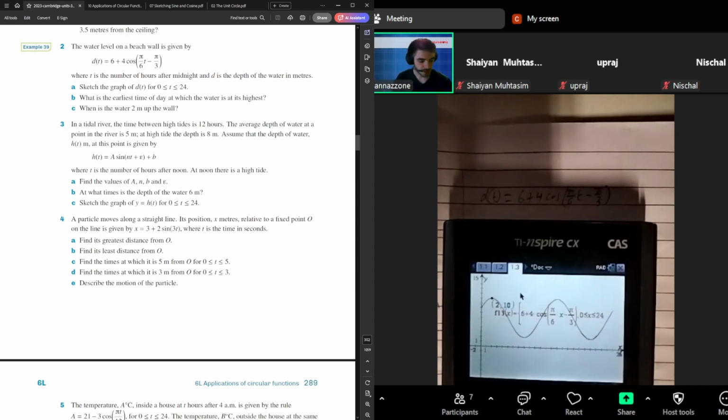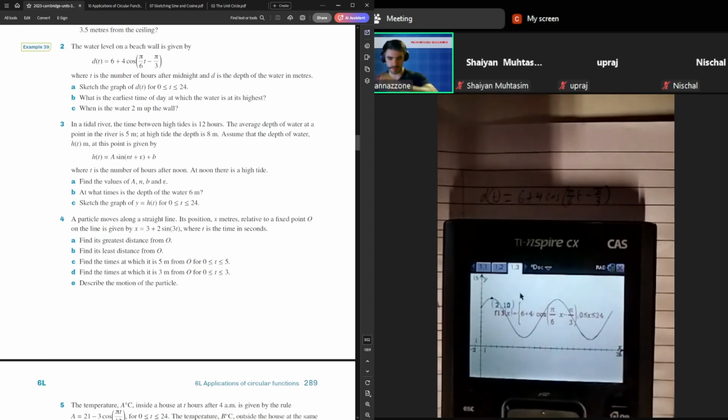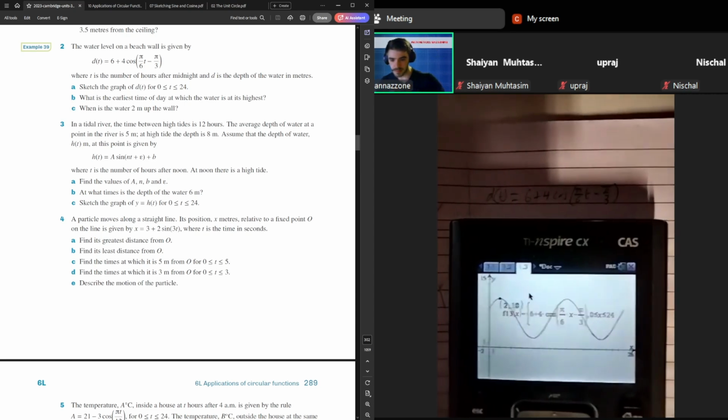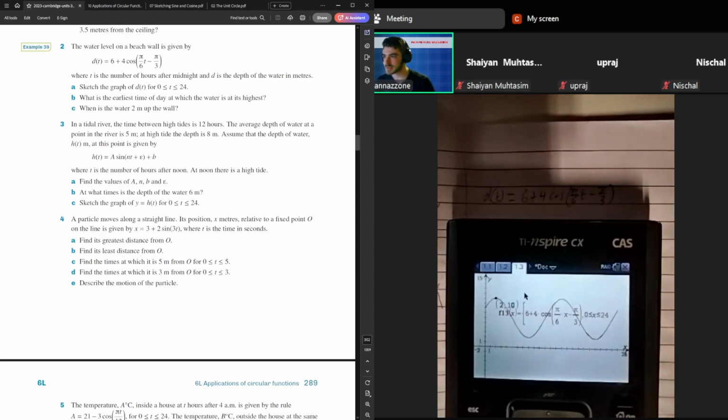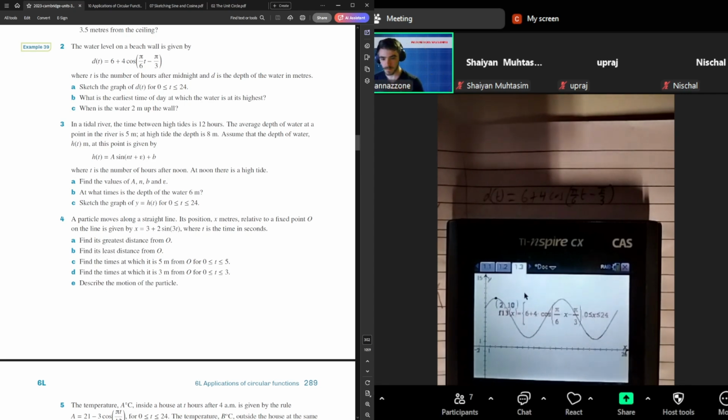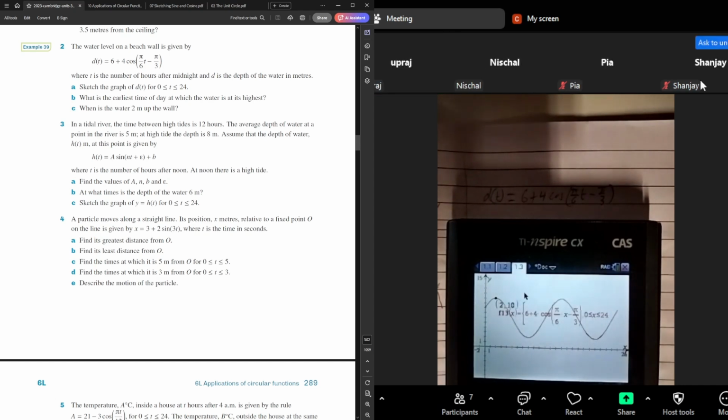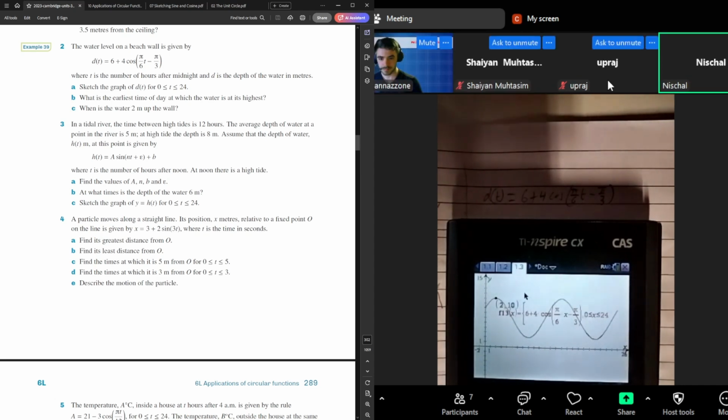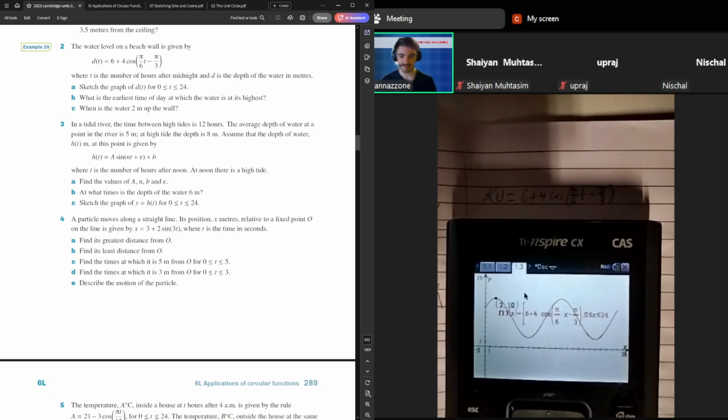Reminder that this is a function of depth against time, so depth being on your y-axis and time being on your x-axis. If we're looking at the CAS, or otherwise, how would you know what the maximum depth is? Is maximum depth just the peak? The peak, precisely, yeah. Feels a bit weird, right?